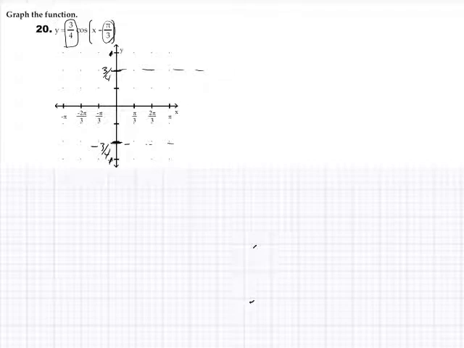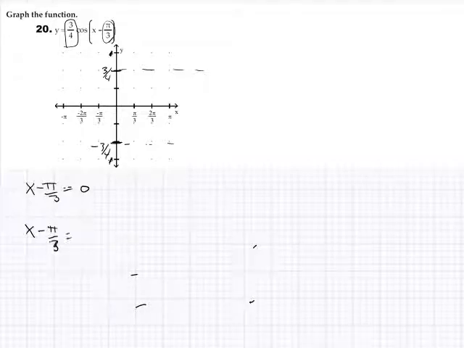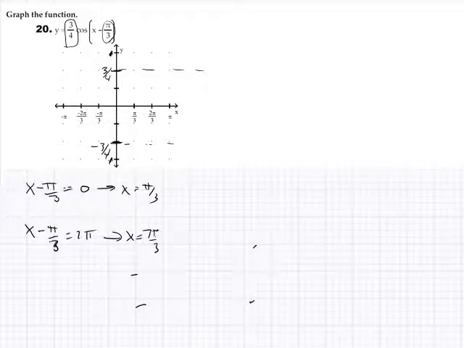Then our phase shift of pi/3. So remember our original starting point for cosine was at 0. So we'll set x minus pi/3 equal to 0, and it was also ending at 2 pi. So we'll set this equal to 2 pi, and right away when you solve these, you see that x equals pi/3, and here you're going to see x equals 7 pi/3. So our graph is going to start at pi/3 and end at 7 pi/3.